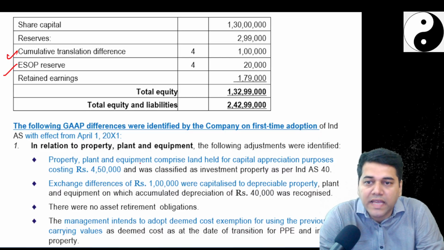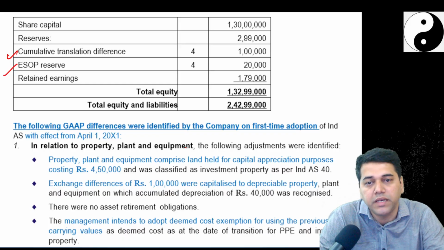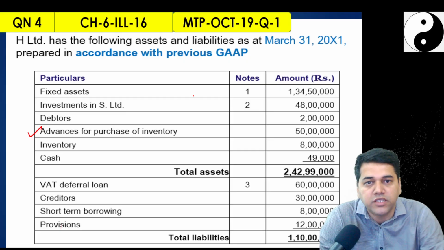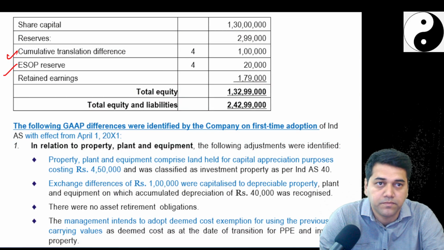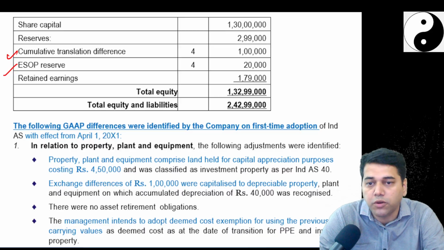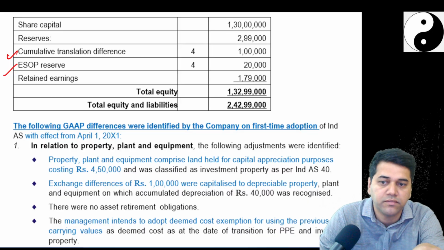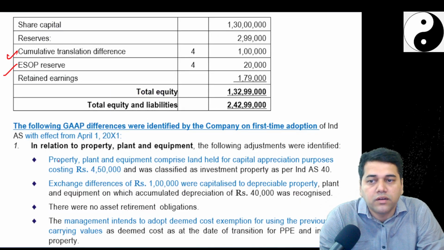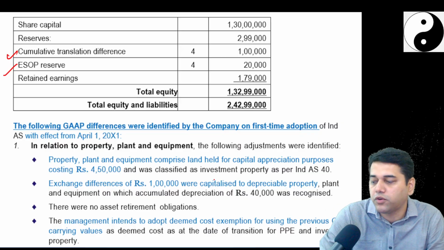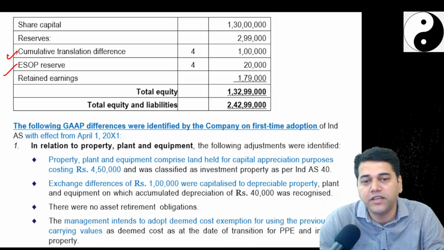Now the following GAAP differences were identified by the company on its first time adoption with effect from 1st April 2011. Now this is the balance sheet as of 31st March. So we understand that the transition date is 1st April. Now in relation to property, plant and equipment, this particular sentence is available in your book. The following in relation to the PPE comprise land held for capital appreciation purpose costing rupees 4,50,000 and was classified as an investment property as per 40.